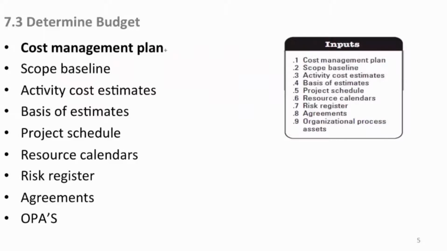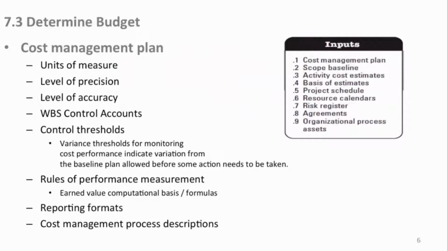Inputs specifically, cost management plan. Why? Well, again, it has the units of measure, precision, accuracy, how you're going to handle your control accounts, what are your thresholds before you have to take some kind of action when your costing gets out of whack. A lot of earned value management may be discussed here under control thresholds. Remember, we talked earlier about schedule variance, SV, and your SPI, your schedule performance index, where you can tell if you're at 1.0, you're right on schedule.